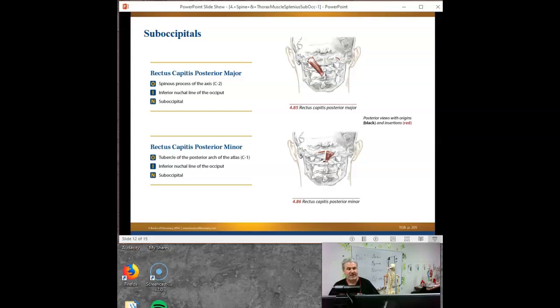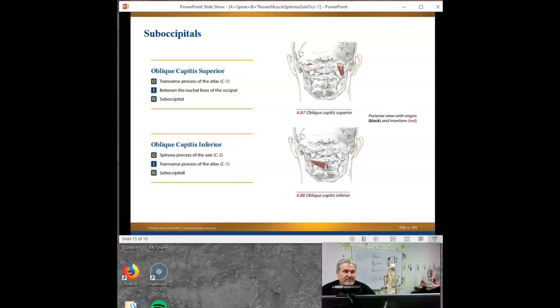So rectus capitis posterior major and minor grab onto spinous processes or places where spinous processes should be of C1 and C2. And oblique capitis superior and inferior both meet at the transverse process of C1. One is connecting C1 to C2. The other one is connecting C1 to the head. So again, all of these kind of connect your head to C1 and C2. Those are the suboccipitals. There are 4 on each side. 8 muscles that live in this tiny 2-fingered area right back here.